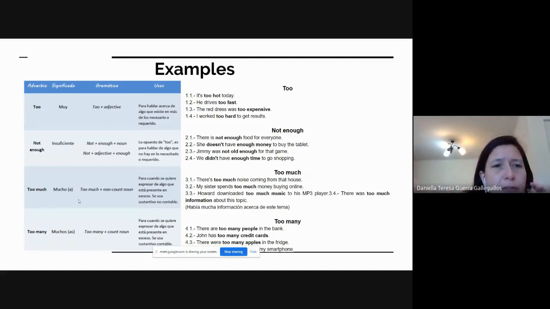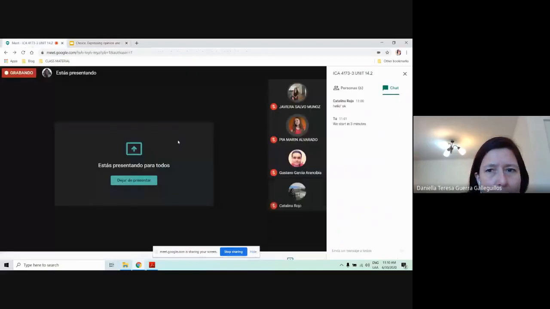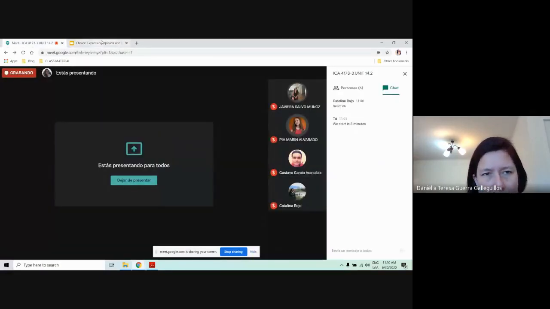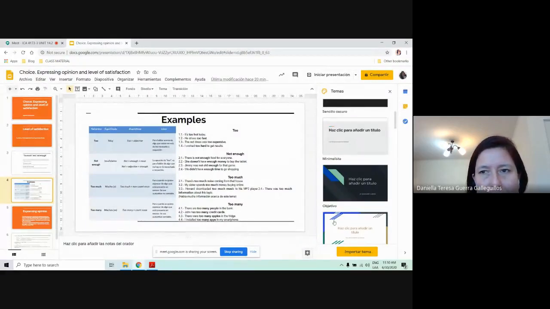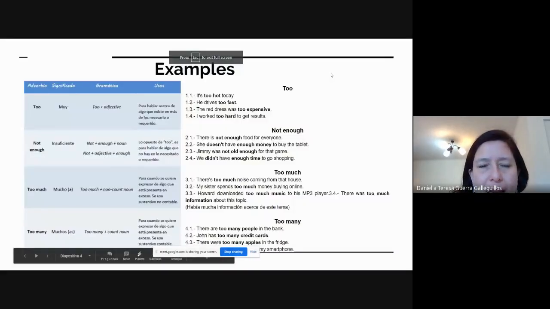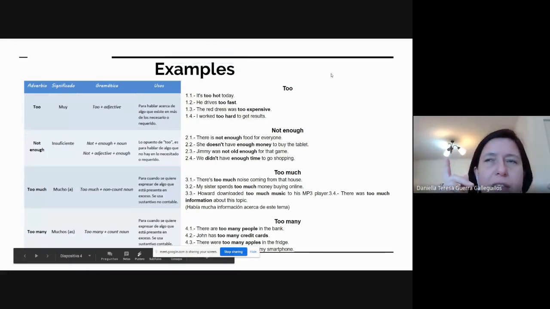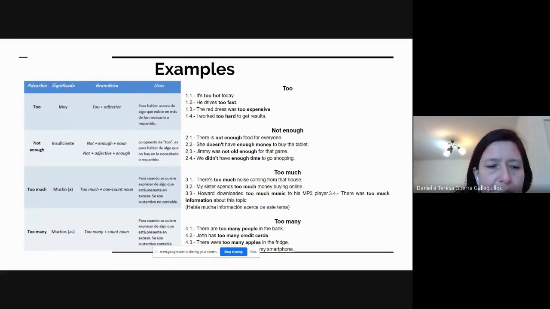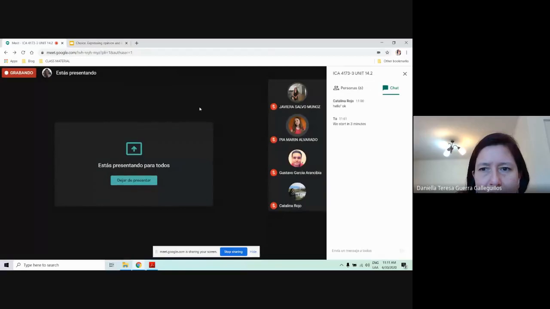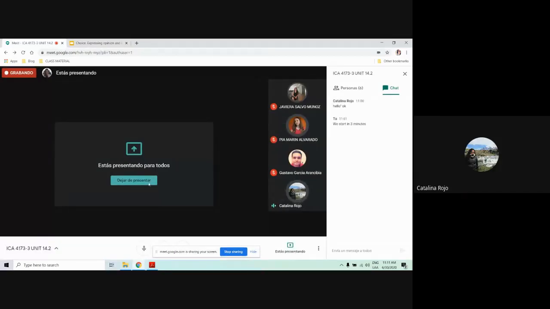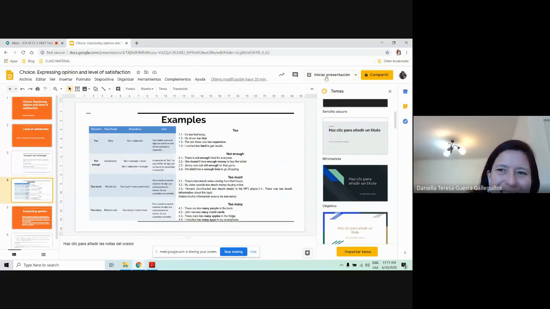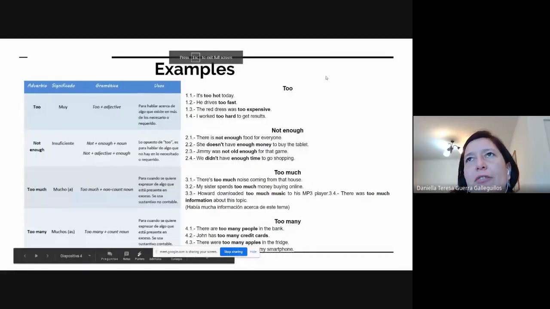Here it says adverb, the meaning, and the use of it, and some explanation with examples. Can you see it? Let me see the names because I forget. Javiera, Pia, Gustavo, and Catalina. I was forgetting Catalina. Hello, Catalina. Catalina, are you there? Oh, I think that you don't have the microphone. Do you have a microphone, Catalina? No, I don't think so, because Catalina is always writing in the chat. Catalina, yes, I can hear you. Hello. Beautiful voice. Do you have like a radio voice, Catalina?